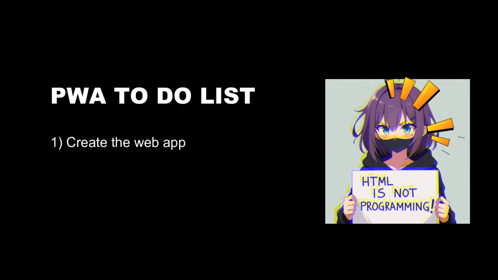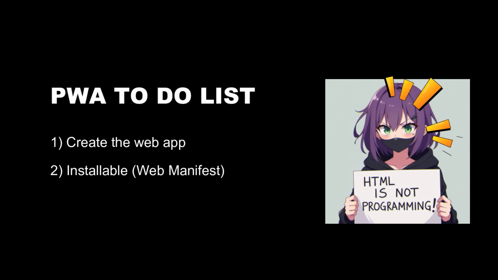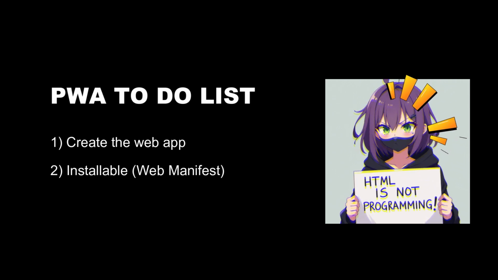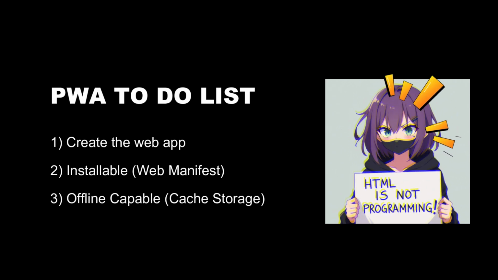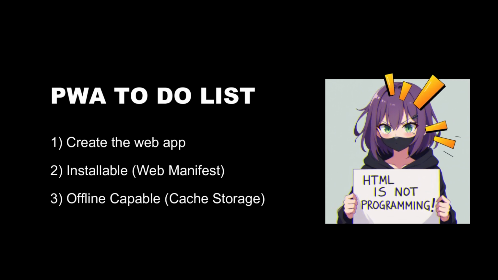First, create the web app as usual. Then, make it installable by defining a web manifest. Lastly, make it offline capable by storing the web app into the user's browser.